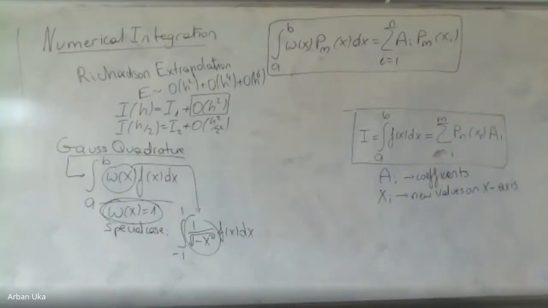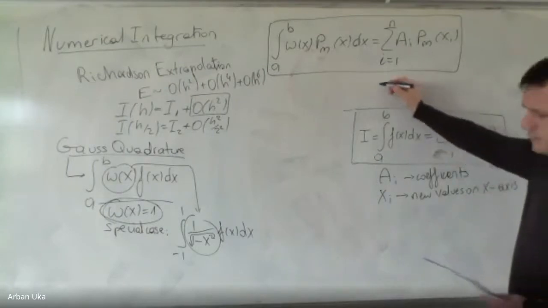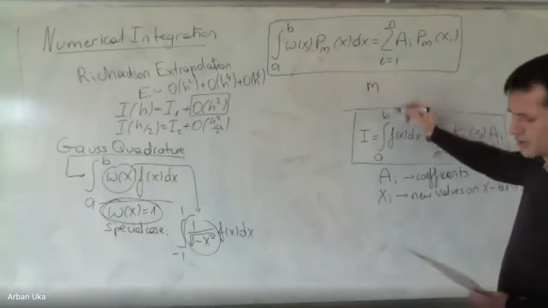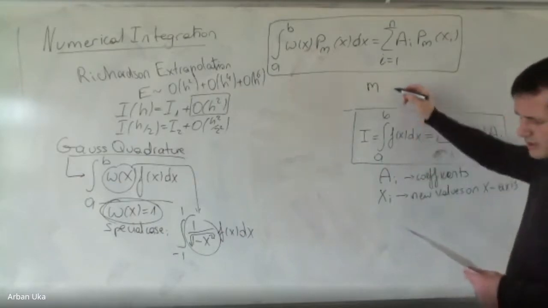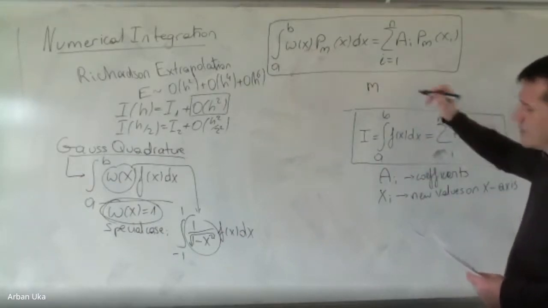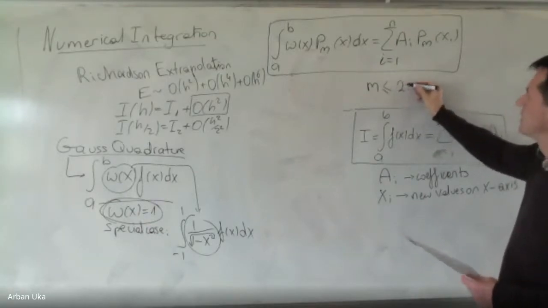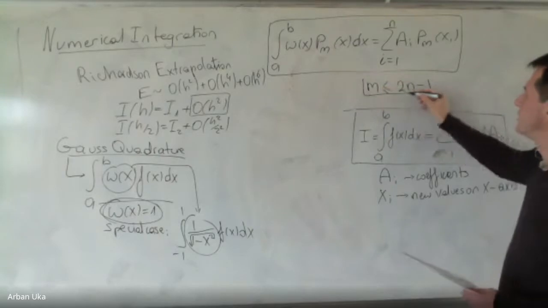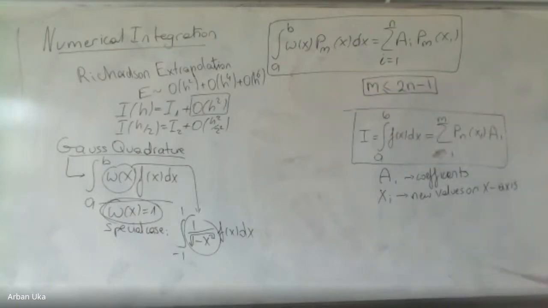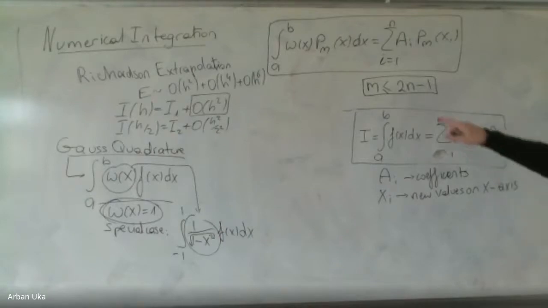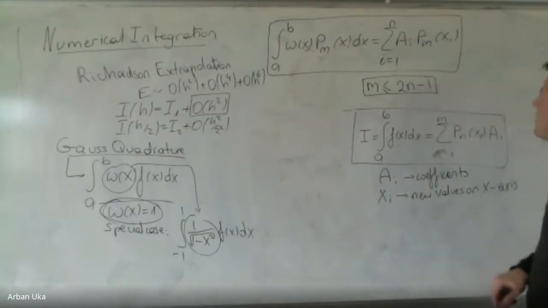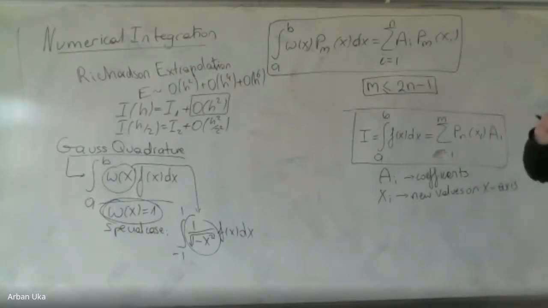In this part, we also have to construct a relationship between m, which is the order of the polynomial, and n. So m is going to be smaller than or equal to 2n minus 1, where m is the order of the polynomial and n is the number of terms. Okay, so what does this mean?